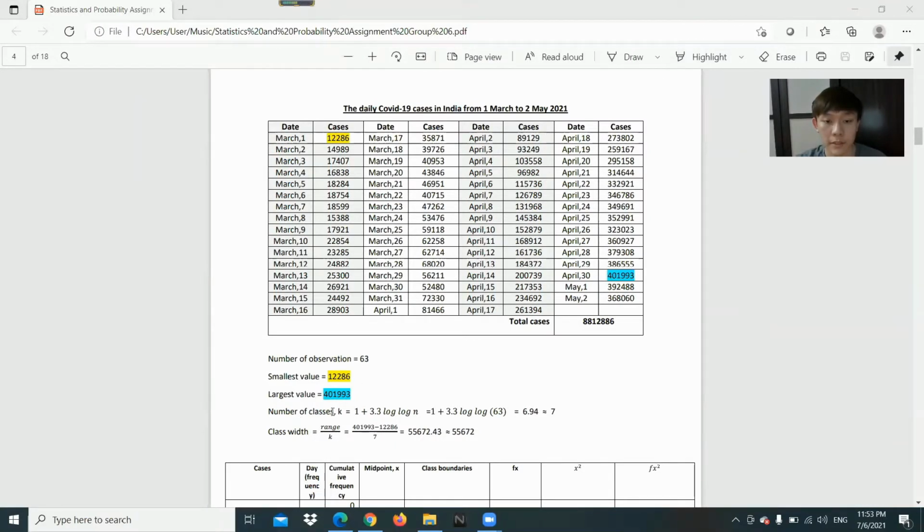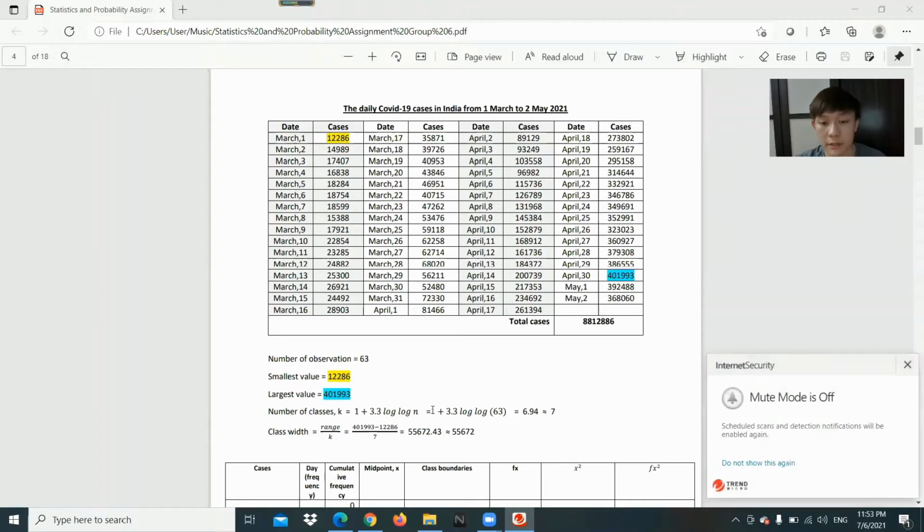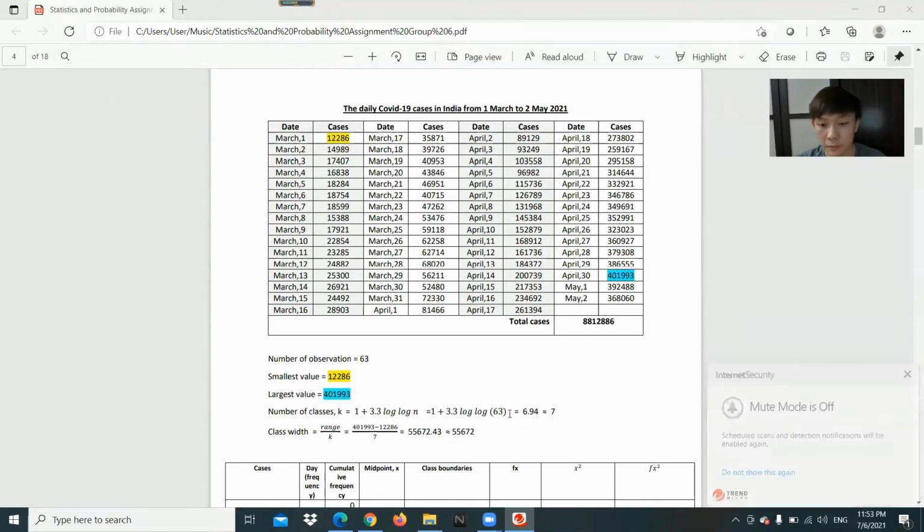Then we will use Sturges' rule to get the number of classes K. The formula is 1 plus 3.3 log 63. Then we will get 6.94, and we will round it off to 7.